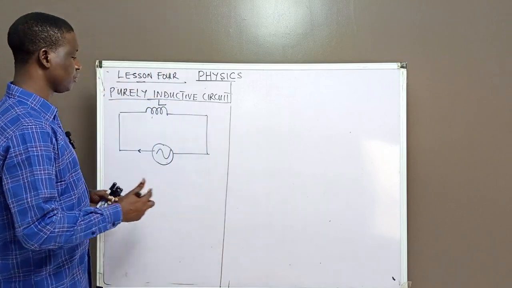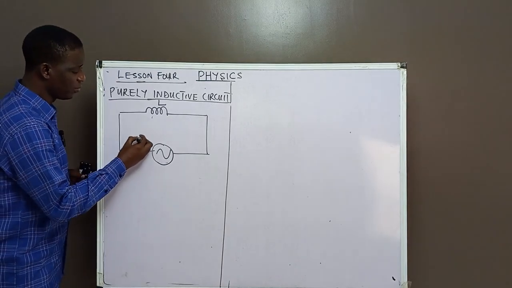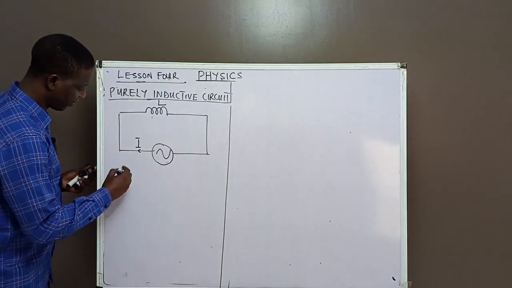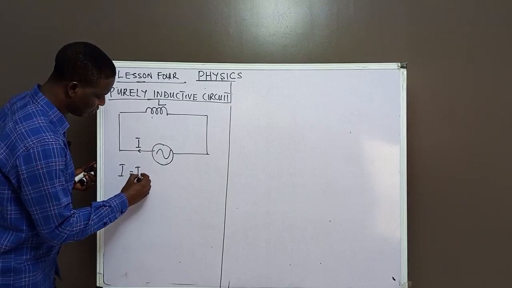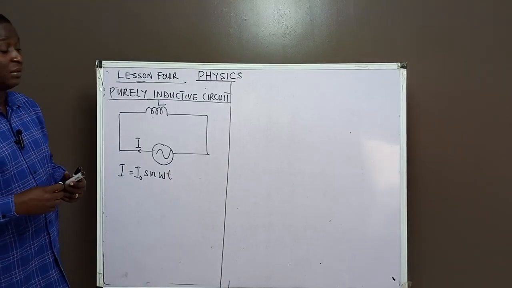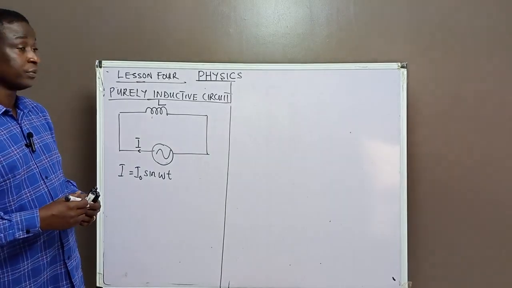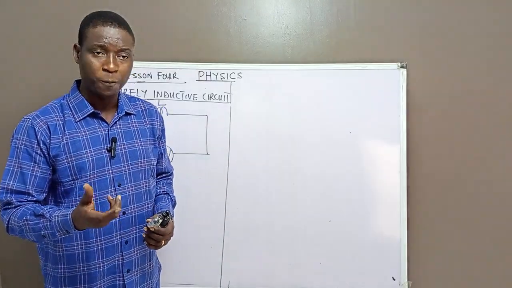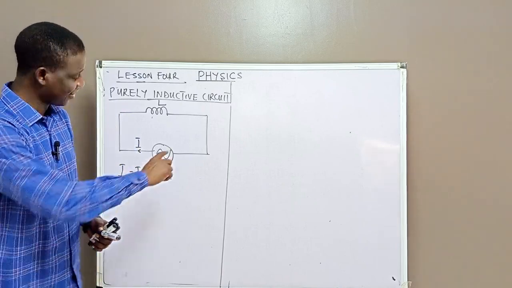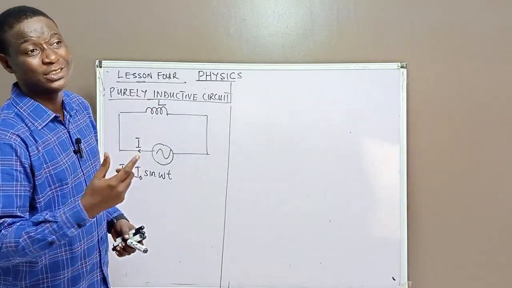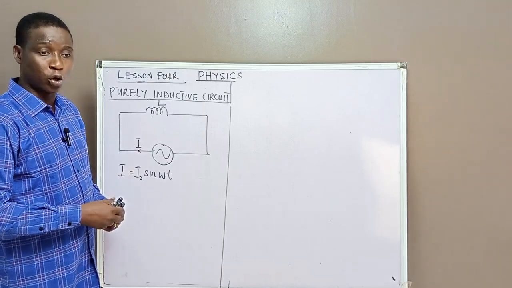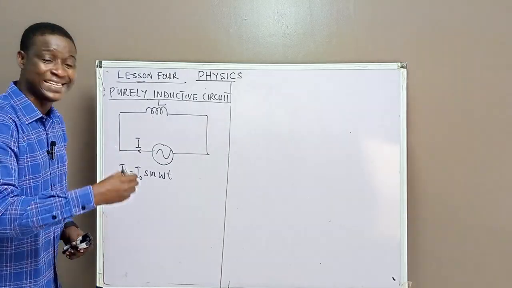Now, let's say the current that is coming from the source is I, and let's take I equal to I naught sine omega t. As this current flows through the inductor, something will happen. There will be a back EMF, what we call an induced EMF. As current flows through the coil, an induced EMF will be set up in the inductor, and that induced EMF is what we call the back EMF.